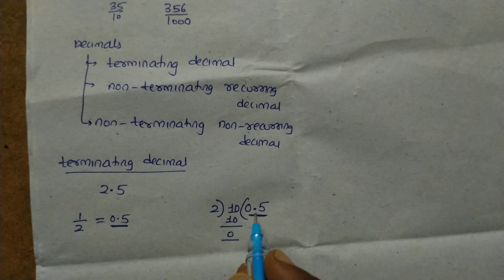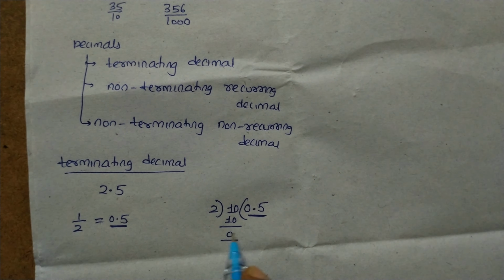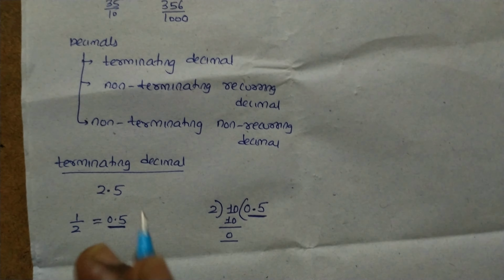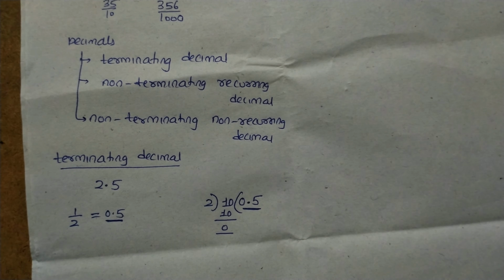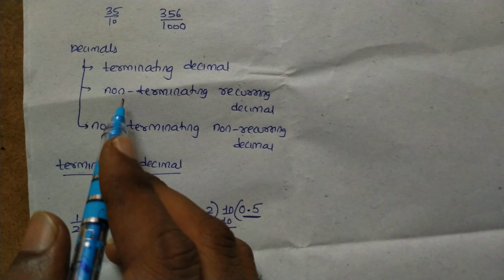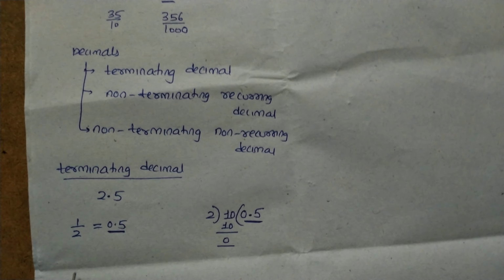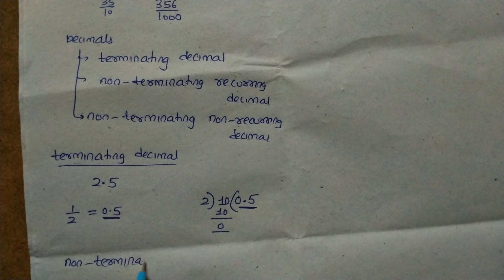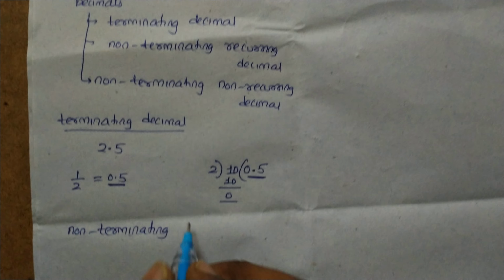So that's why this is called a terminating decimal. We are getting the answer as 0.5, that means the remainder is becoming 0. It is stopping. There are so many terminating decimals like this. So the next example is non-terminating recurring decimal.